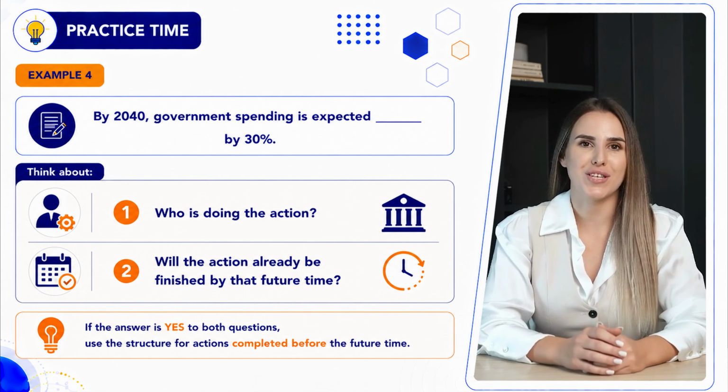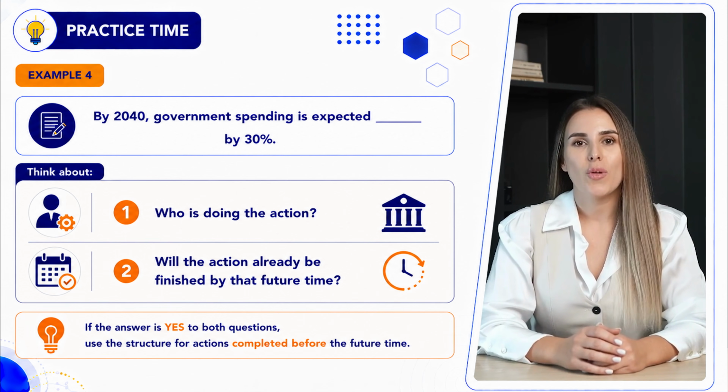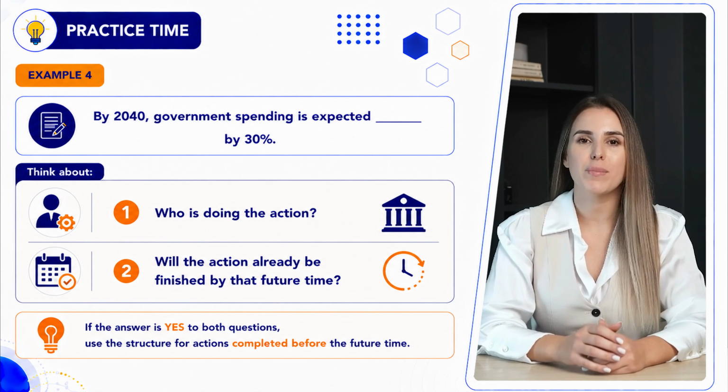Actually, this is much easier than I expected. I just asked myself two questions. Who is doing the action? And will the action already be finished by that future time? Exactly. Those two questions are all you need. Once you answer them, choosing the correct structure becomes much easier.